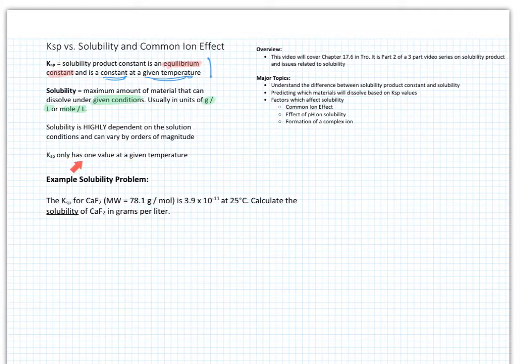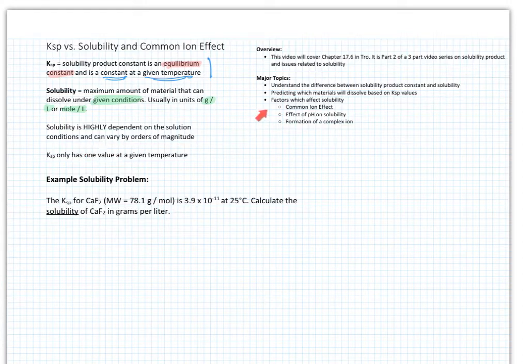KSP has only one value at a given temperature. So if we're at 25 degrees C and you look up the KSP value, that's what it's going to be no matter what the solution conditions are. So KSP is really a more generic way of determining solubilities, but it's less intuitive. Solubility makes more sense. You know, so many grams will dissolve in a liter of solution, or so many moles will dissolve in a liter of solution. But the conditions that the solution is under will highly determine what the solubility is.